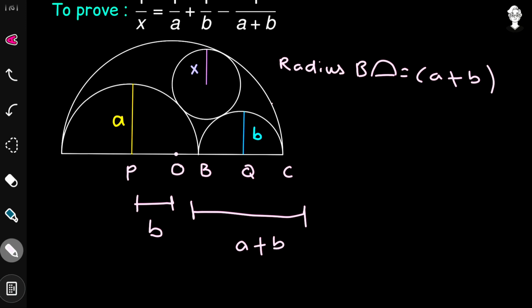Now CQ is the radius of this particular semicircle, so it is going to have a length equal to b. Complete length is a plus b. This much length is already equal to b. So from point O to the point Q, the length is going to be equal to a plus b minus b, that is going to be equal to a. So I'm just removing all this and writing down the final thing that we have obtained.